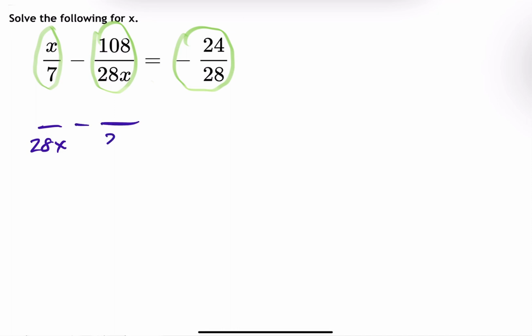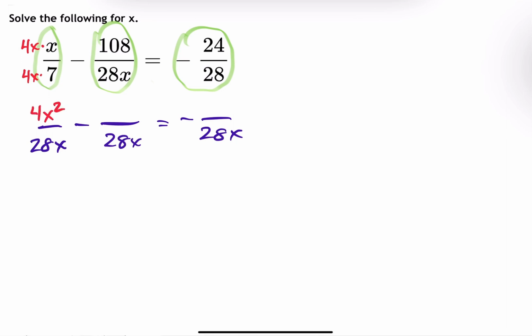I'll make them right now. So 28x, and then equals, in this case, negative, and then 28x. Now the first fraction, you're going to notice, it needs to get multiplied by 4x, the first term. So you multiply 4x to the top here, and 4x to the bottom, and you'll notice it makes 28x for the bottom. And what you do to the bottom, you need to also do the top. So that makes this then turn into 4x squared.